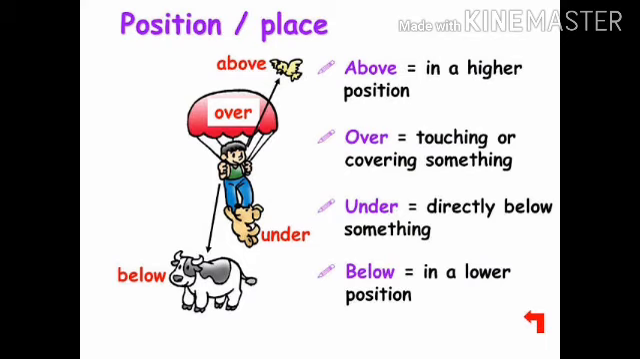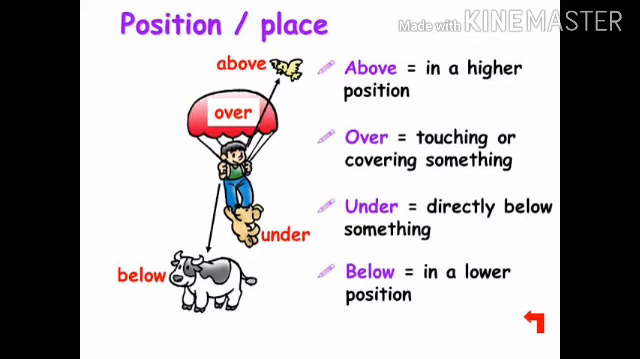Now let's try to understand these one by one. What do you mean by above? As you can see, the bird is at a higher level than the boy. So what do you mean by above? It means higher than, anywhere. It can be anywhere. The bird is not directly above the boy's head, but it is higher than.